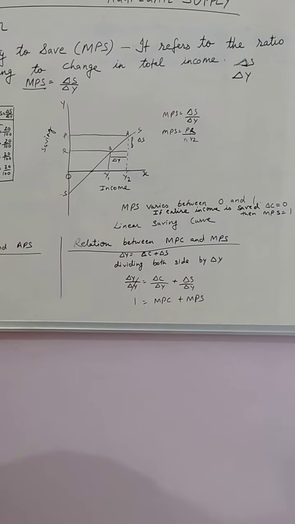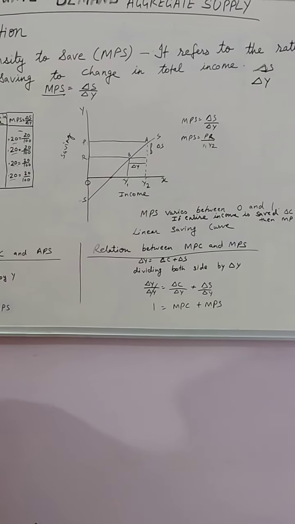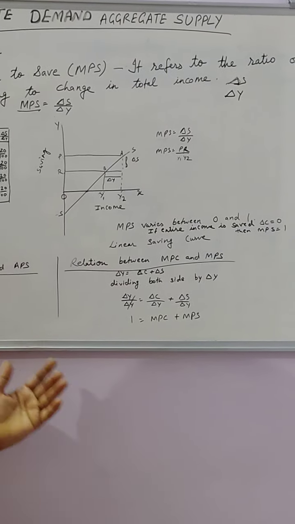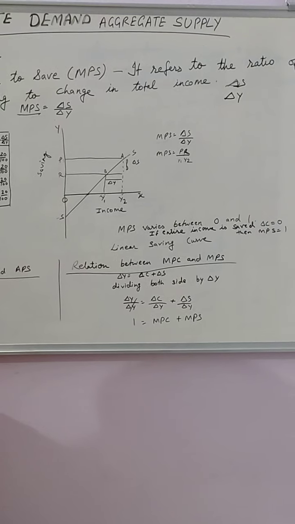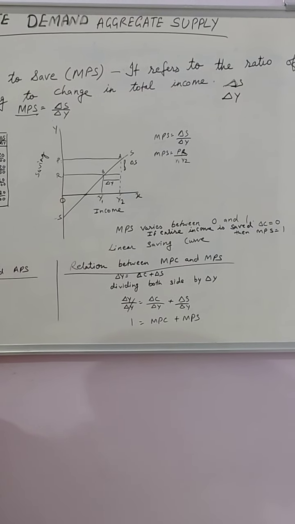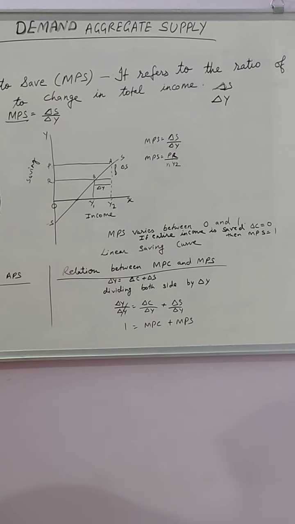This is marginal propensity to save. That means the additional propensity of the people to save, that is the additional capacity of the people to save. That is how the people are increasing their saving because their income increases. So because of the increase in additional income, the additional saving also rises.